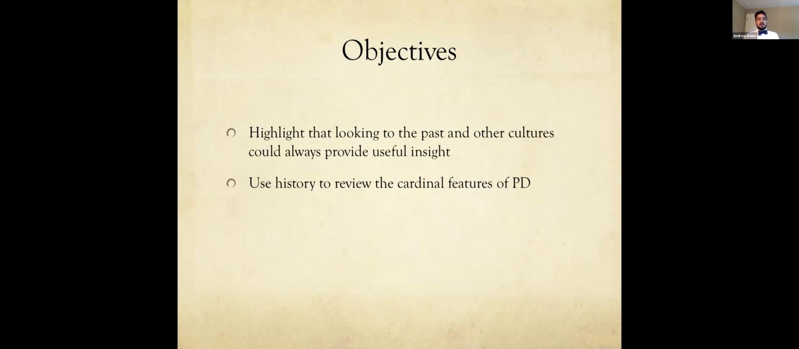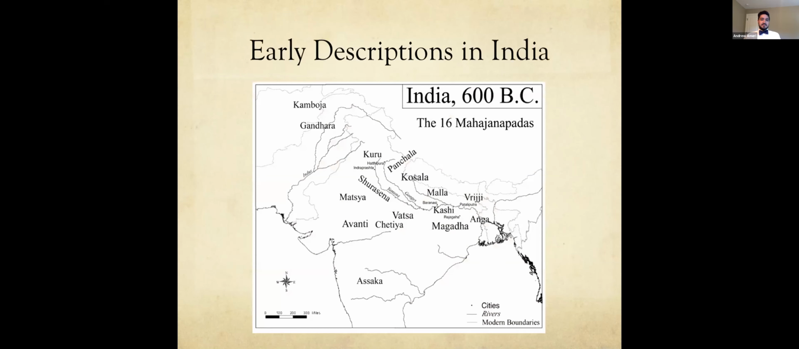My objectives, well, first and foremost, I want to highlight that looking to the past and other cultures could always provide useful insight to us, and I hope you see that early on in the talk. And I really want to use history to review the cardinal features of Parkinson's disease as well. So let's get into it.